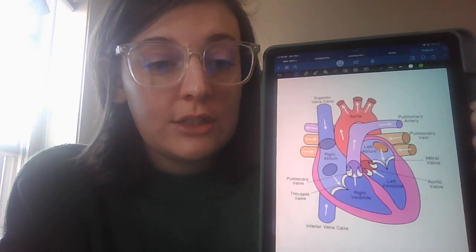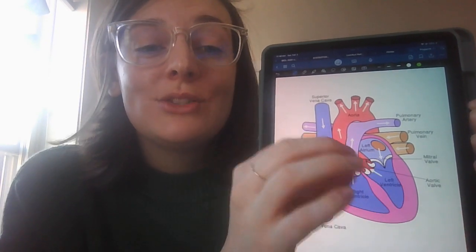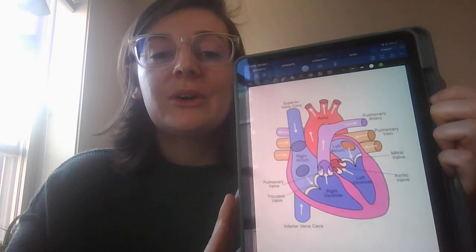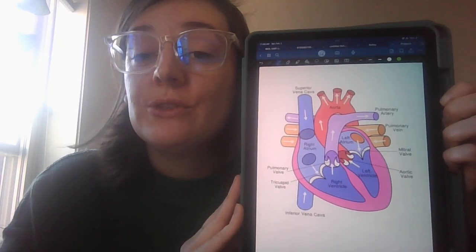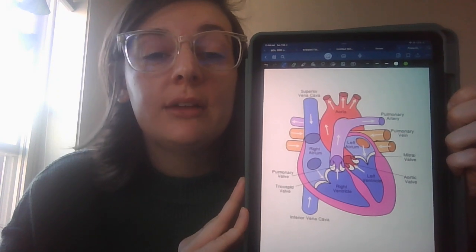The left ventricle is going to contract and it's going to send that blood through the aortic valve into the aorta. The aorta is going to distribute all that blood into various arteries throughout the body to distribute oxygenated blood all throughout the body.